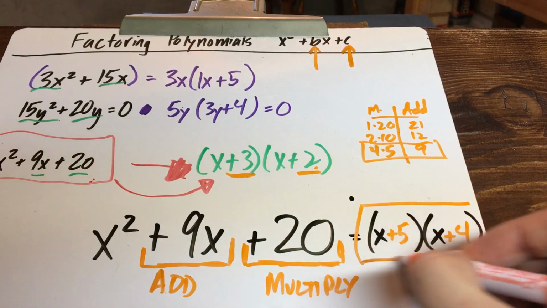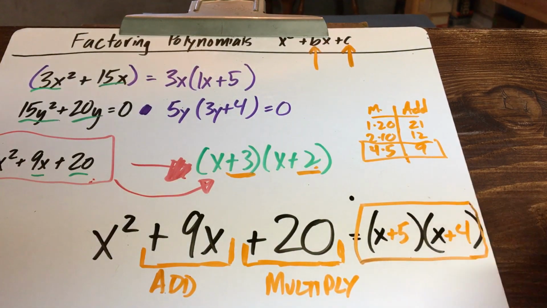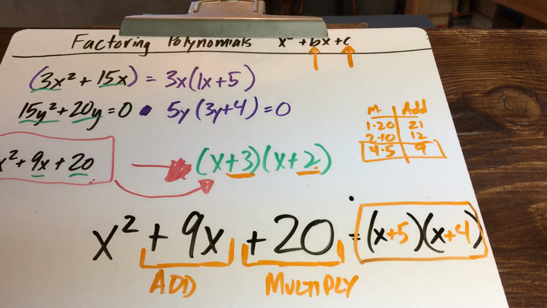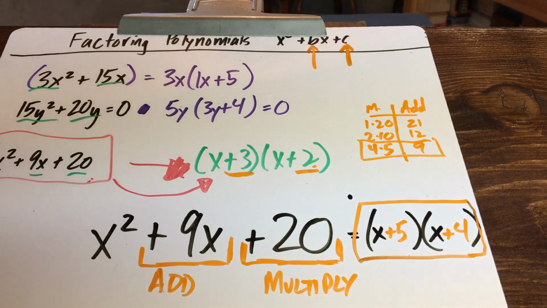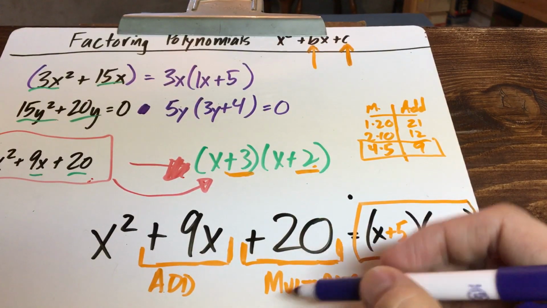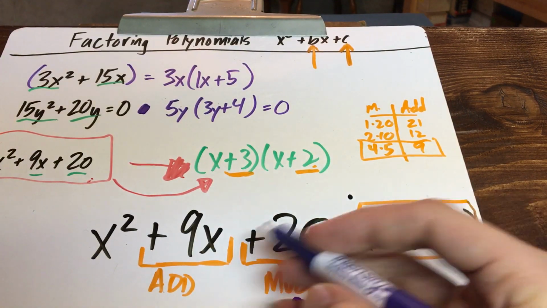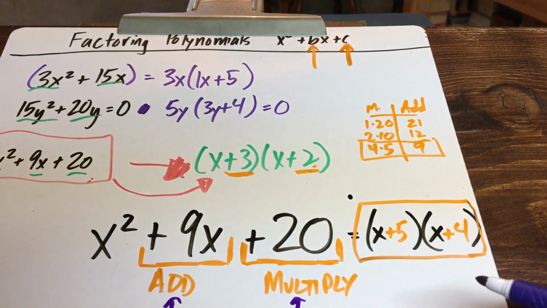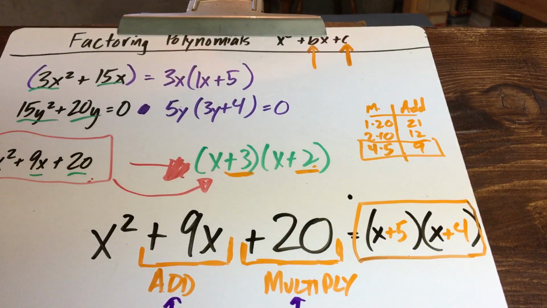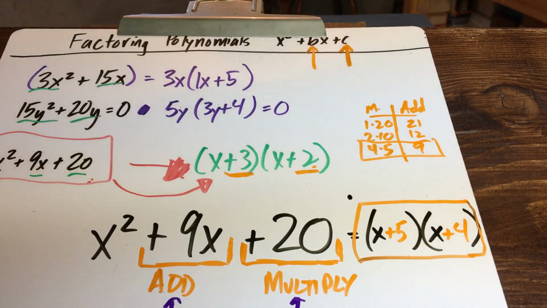Does it really matter which one is the plus 5 and which one is the plus 4? No. Could I have those reversed? Of course I could. And so you can see how it's a mental math question, but it's kind of an easy mental math question if you know your multiplication facts. What numbers would multiply together to equal 20 that would add up to equal 9? Okay, that's 5 and 4. And then those are the two numbers that go in your parentheses as the end of each parentheses.